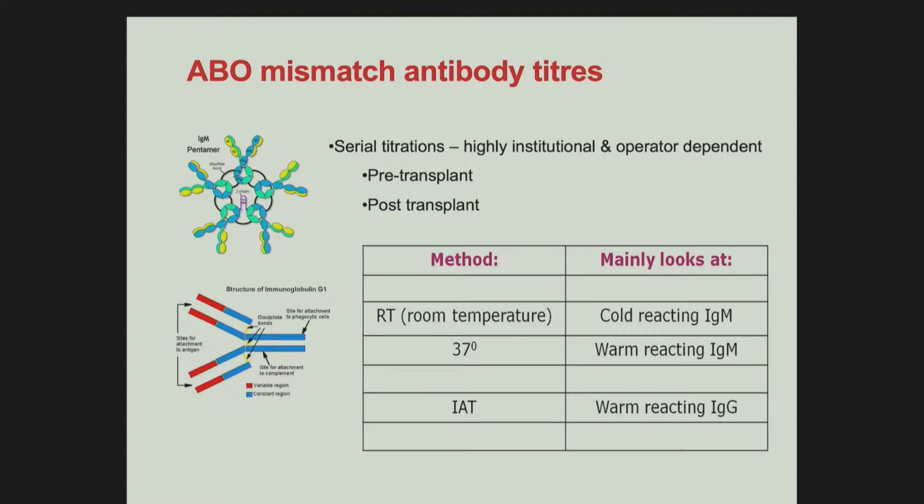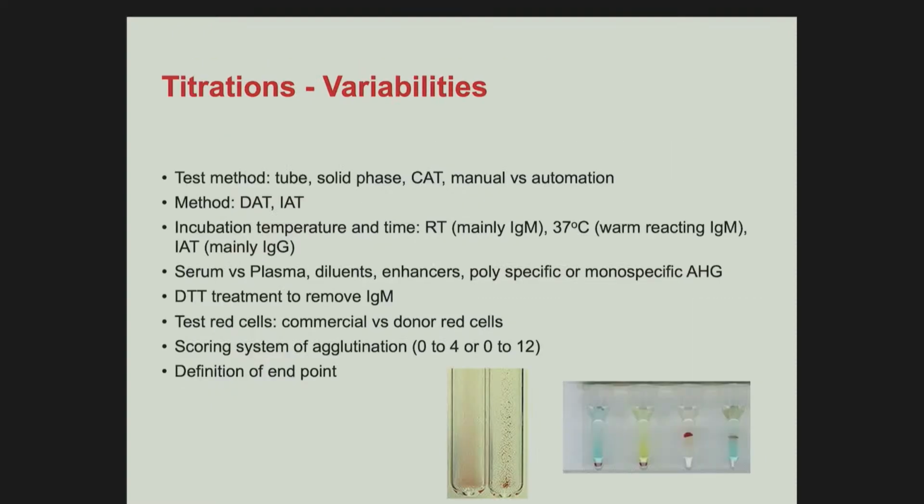So I want to concentrate a little bit on some of the technical problems or issues or controversies that surround antibody titration. So what are we looking to detect? We want to detect the level of antibody pre-transplant, probably post-transplant. What is the most important class of antibody? Do we worry about IgM? Do we worry about IgM that's reacting at 37, IgG that reacts at 37, or IgG that's reacting by the indirect antiglobulin test? And then what technique do you use to do your titrations? Tube, solid phase, polymer agglutination technology, manual or automated techniques?